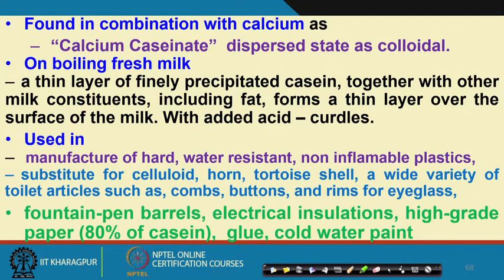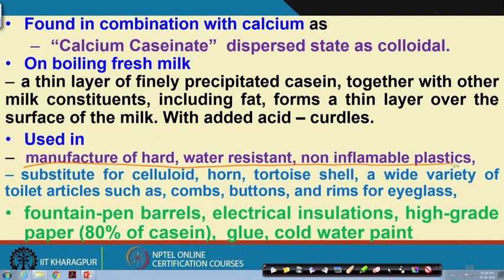Now, where is it used? Casein is used mainly in manufacturing of hard, water resistant, non-inflammable plastics, right. High quality plastics like celluloids, those on which photographs are taken, are made of casein, because a great quantity of casein is used there.